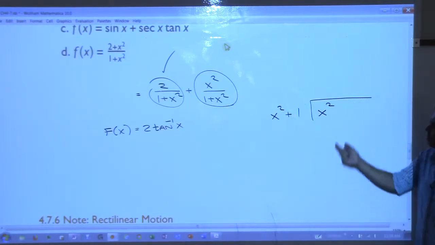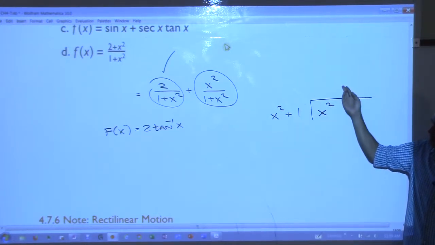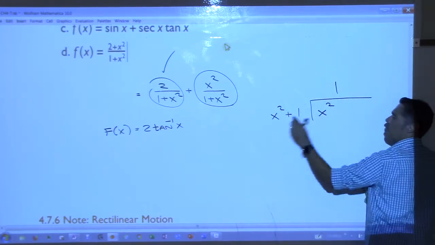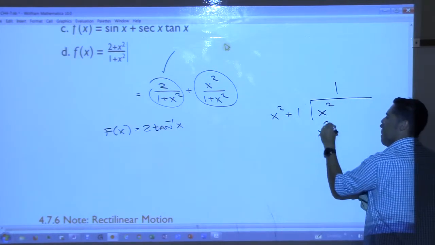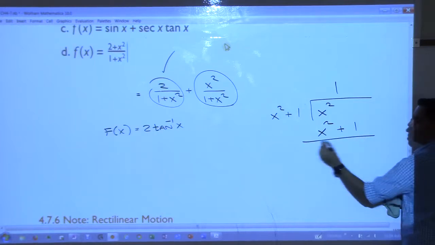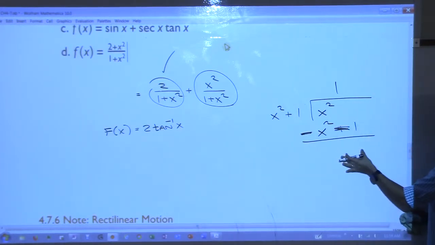Okay, so when you take x squared and divide it by x squared plus 1, what goes here? 1, right? So you say, okay, what turns x squared into x squared? Just 1. So you go 1, multiply, you get x squared plus 1. Then you come through and you subtract this, right? Subtract, subtract. So what would you have here as your remainder?